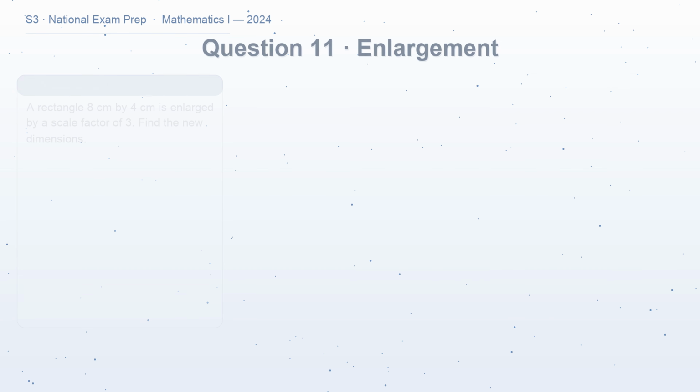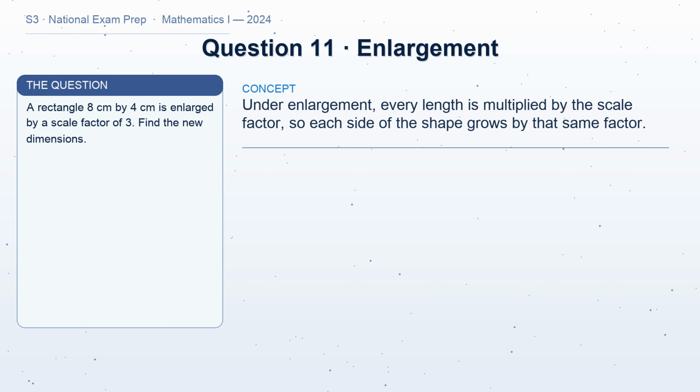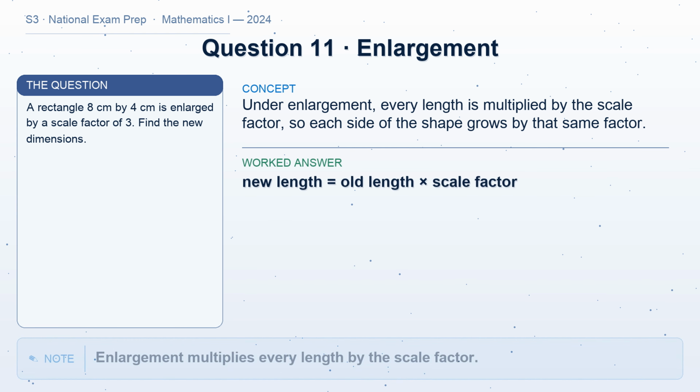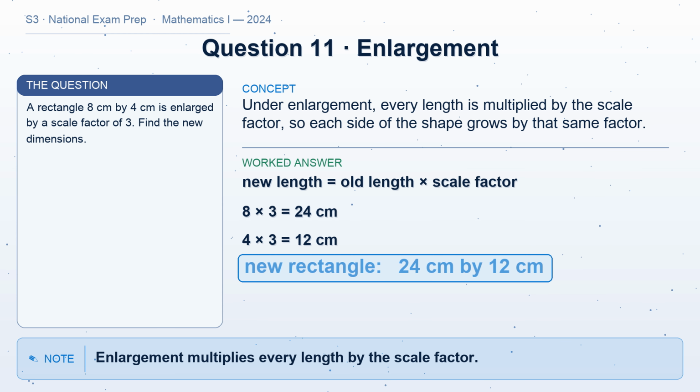Question 11. A rectangle 8 centimeters by 4 centimeters is enlarged by a scale factor of 3. Find the new dimensions. Under an enlargement, every length is multiplied by the scale factor, so each side grows by that same amount. The long side, 8 centimeters, times 3 is 24 centimeters. The short side, 4 centimeters, times 3 is 12 centimeters. So the new rectangle is 24 centimeters by 12 centimeters.